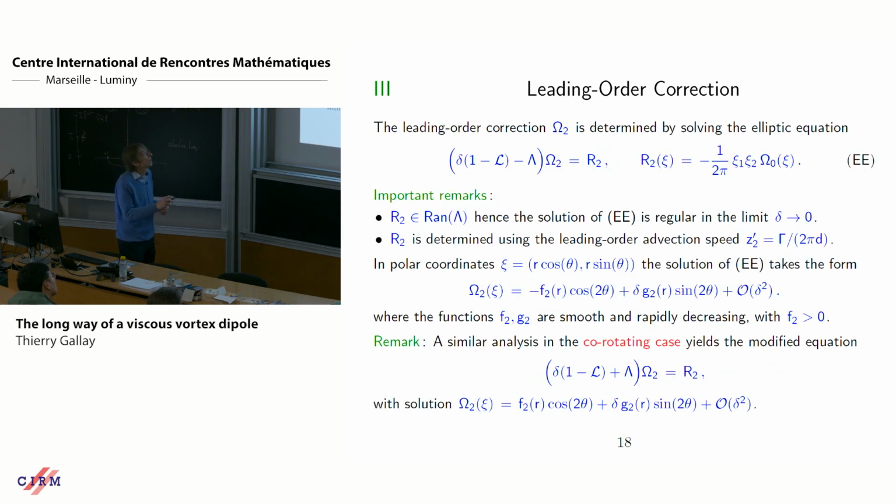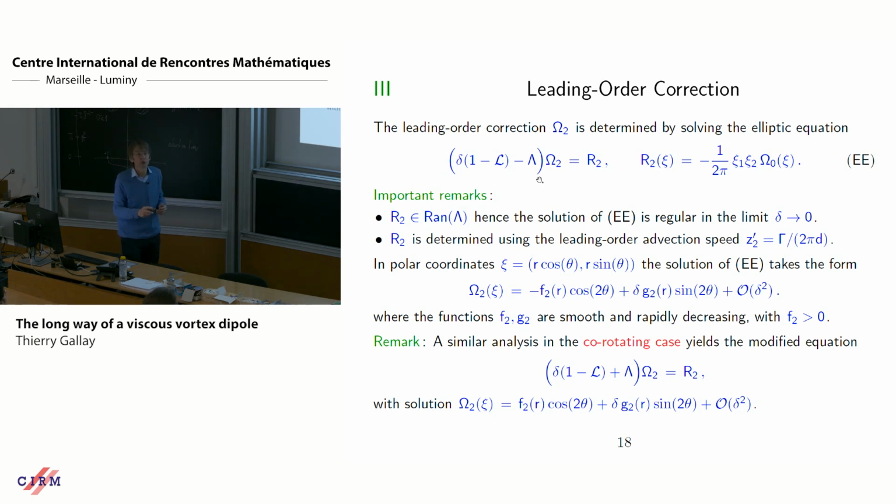So let me give you an example. What is the second order corrector? You have omega 0, omega 1 is 0, so I need to construct omega 2. When you plug into the equation, you trust me that I know how to do this calculation, you equate all the terms of the same power of epsilon, you obtain this elliptic equation. Delta times (1 minus L), this is the diffusion operator, minus lambda acting on your unknown omega 2 is equal to something that you know. Okay? So you have to invert this linear operator.